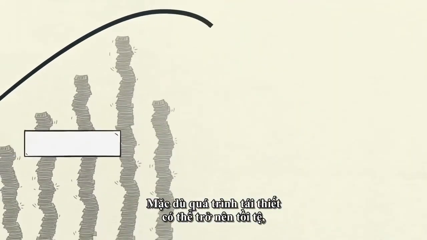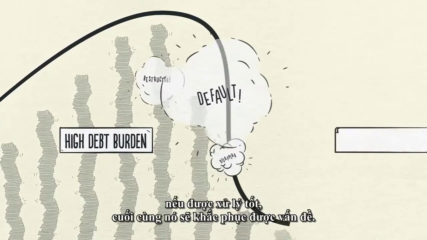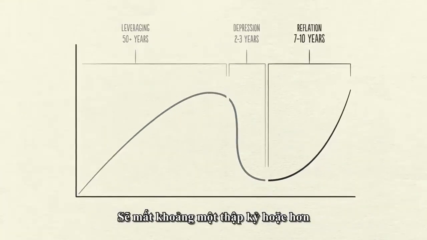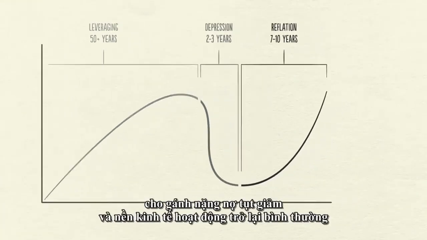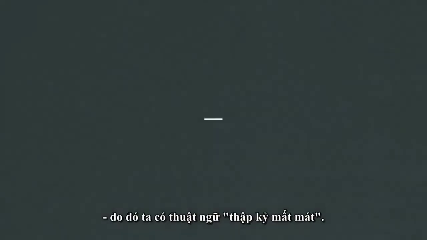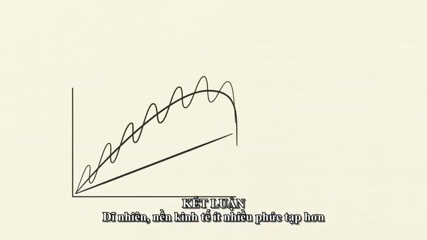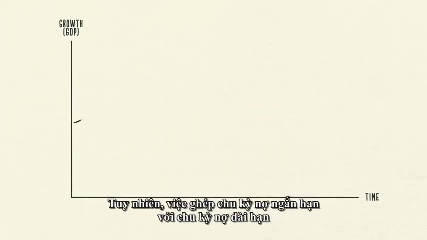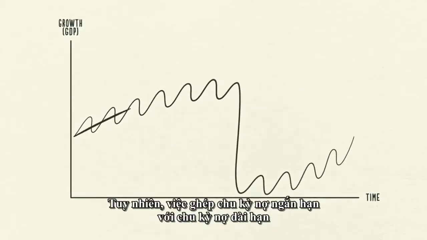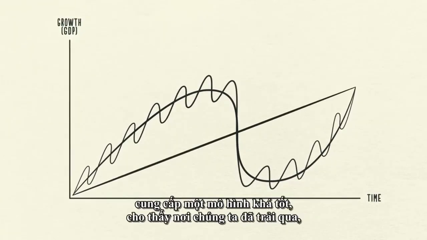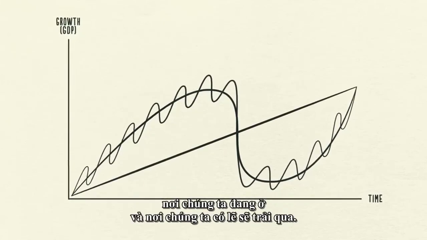Though the deleveraging process can be horrible if handled badly, if handled well, it will eventually fix the problem. It takes roughly a decade or more for debt burdens to fall and economic activity to get back to normal, hence the term lost decade. In closing, of course, the economy is a little bit more complicated than this template suggests. However, laying the short-term debt cycle on top of the long-term debt cycle, and then laying both of them on top of the productivity growth line, gives a reasonably good template for seeing where we've been, where we are now, and where we're probably headed.